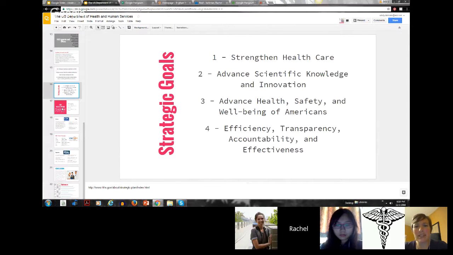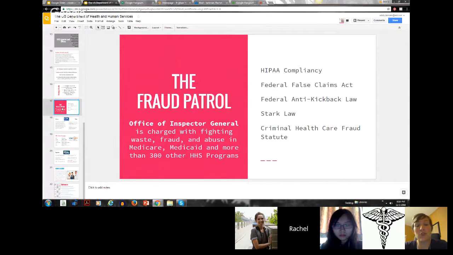One of the things that I thought was very interesting was the safety aspect, and on the next one we find out that they are truly the fraud patrol. The Office of Inspector General is charged with fighting waste, fraud, and abuse in Medicare, Medicaid, and more than 300 other HHS programs. So they deal with HIPAA compliance, the Federal False Claims Act, the Federal Anti-Kickback Laws, the Stark Law, and the Health Care Fraud Statute, which we will actually get into more next week.